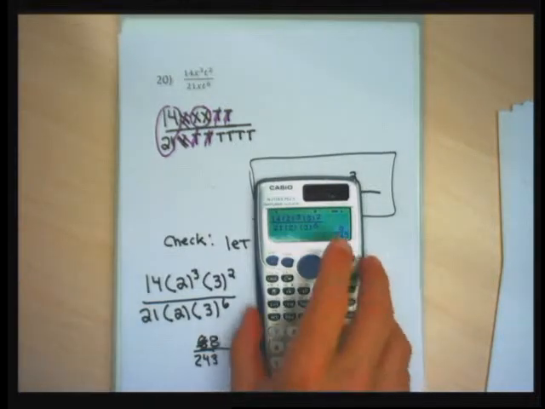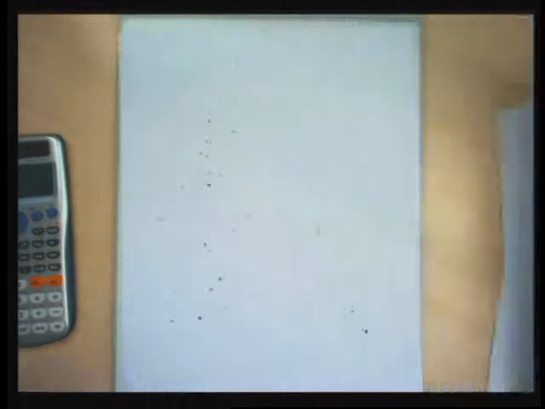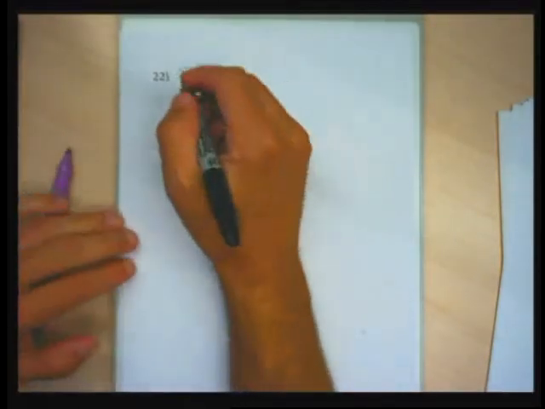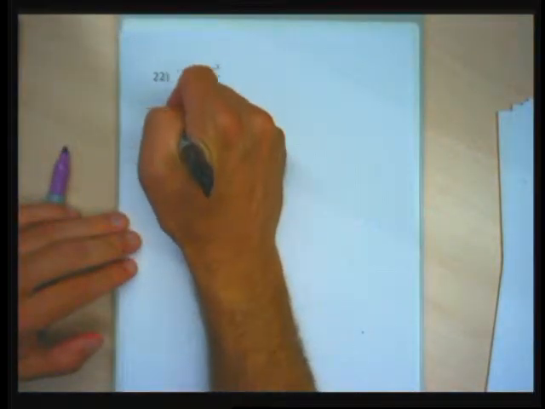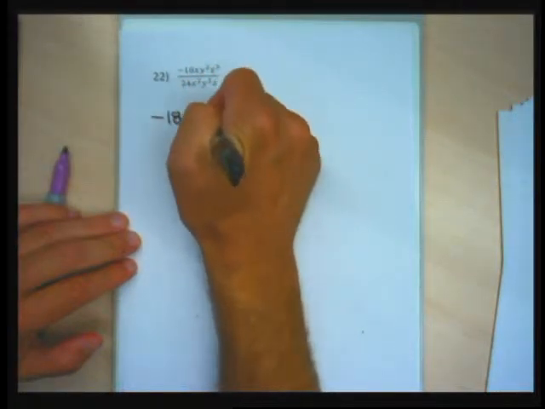Because when I plug the numbers 2 and 3 in for x and t into both the original problem and my answer, I'm getting the same answer, I assume my answer is correct. I'm not going to check 22 because it'll take forever and you'll go crazy anyways. So on 22, the negative 18 is not a negative exponent, it's just a simple negative number.